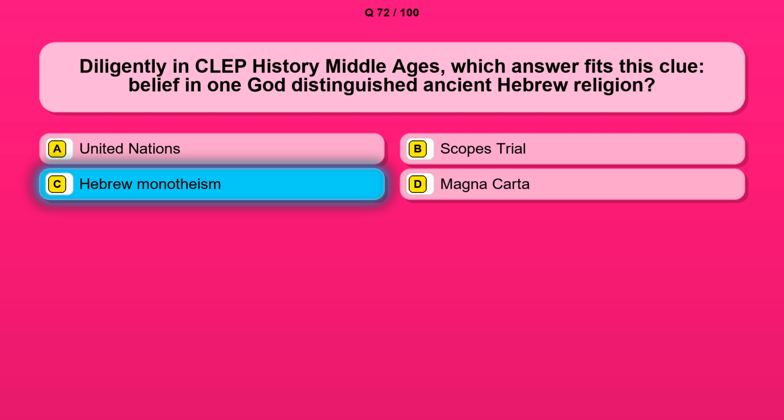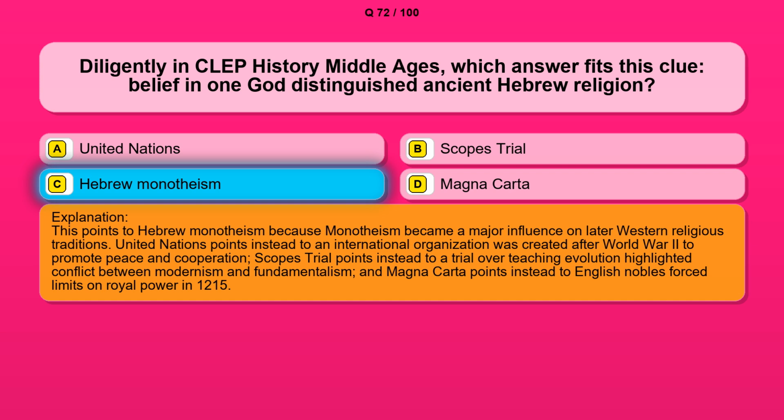The correct answer is option C, Hebrew monotheism. This points to Hebrew monotheism because monotheism became a major influence on later Western religious traditions. United Nations points instead to an international organization was created after World War II to promote peace and cooperation. Scopes Trial points instead to a trial over teaching evolution highlighted conflict between modernism and fundamentalism, and Magna Carta points instead to English nobles forced limits on royal power in 1215.